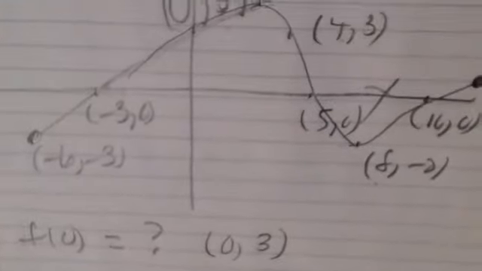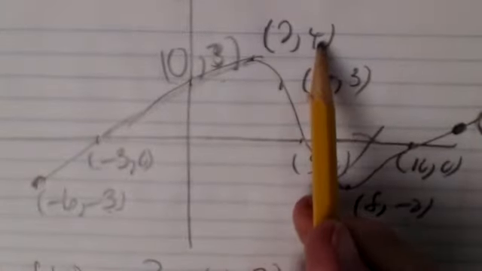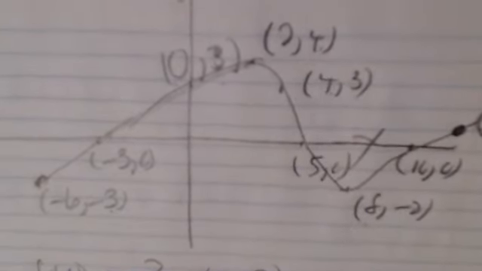Now be careful with the range of this graph. You look at your graph. The lowest y value on this graph is minus 3. The highest y value on this graph is plus 4. So the range of this graph is from minus 3 to plus 4. And we got that answer simply by looking at the graph itself.